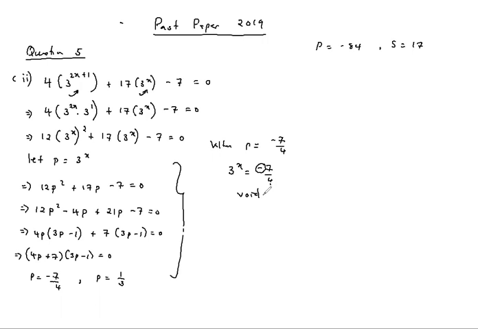So we go for the positive one, when p is equal to 1 over 3. We have 3 to the power x is equal to 1 over 3. And this is okay, because we can write it as 3 to the power negative 1. Same base, so x must be negative 1. And that's our solution. x is equal to negative 1.